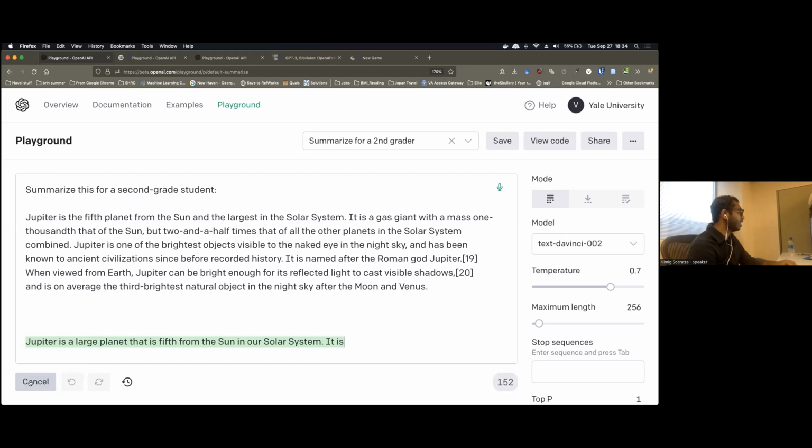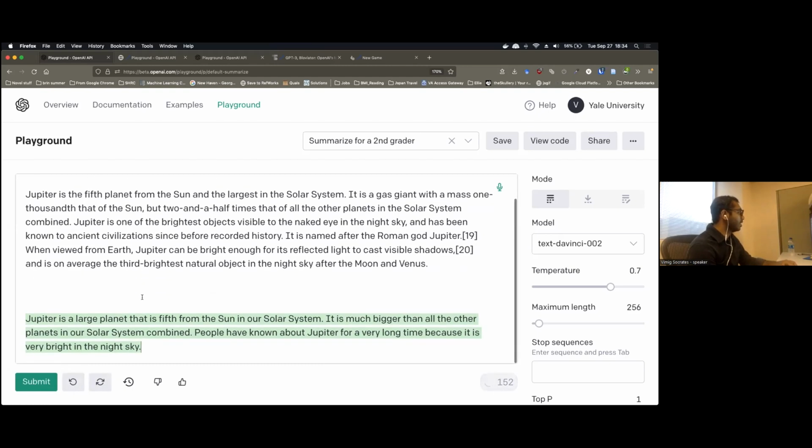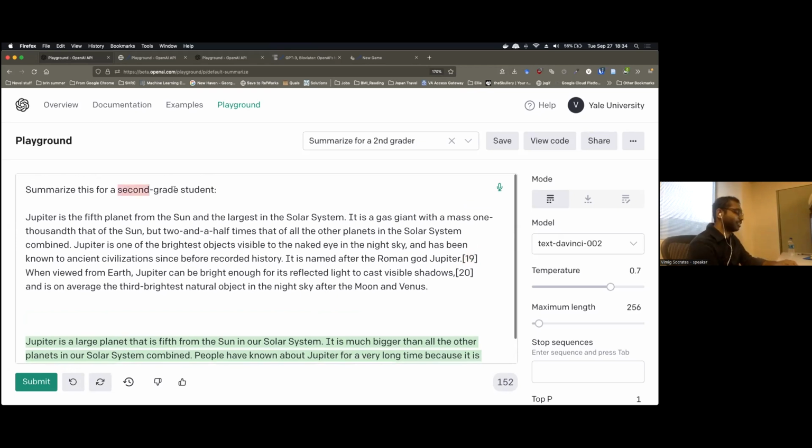And we can hit submit, and we can see that we have a much shorter sentence that is a lot clearer. We got rid of a lot of the different annotations for references, and we made the language a lot simpler. So the model can do some really cool things. I have tried this before and it didn't work, so let's see what happens.